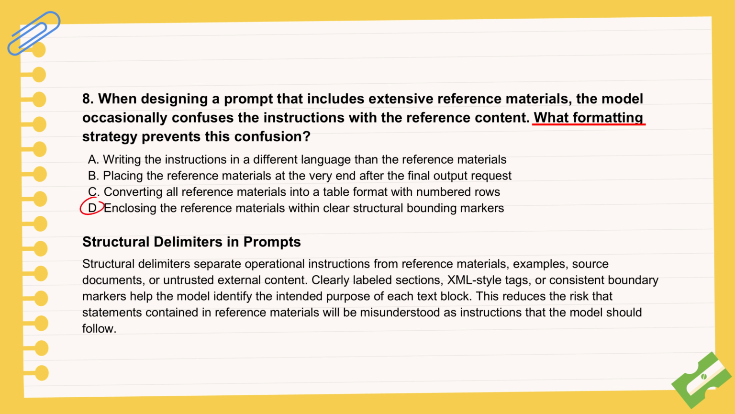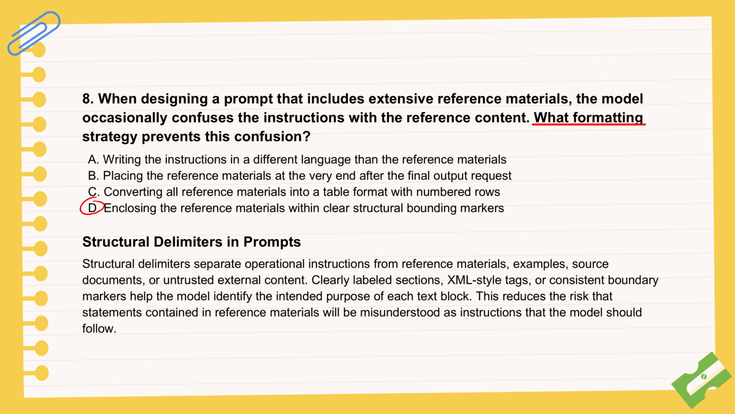So we are talking about structural delimiters in prompts. The old saying, good fences make good neighbors, applies heavily here. It really does. But mechanically, why does the model get confused in the first place? Because to a language model, unstructured text is just one long, continuous stream of data. Okay.